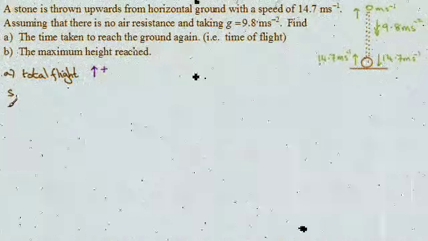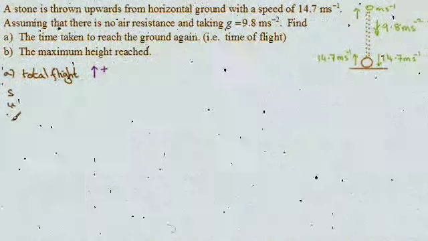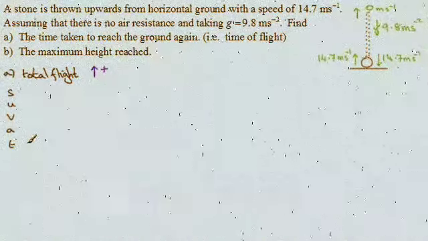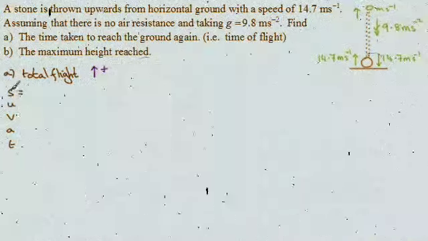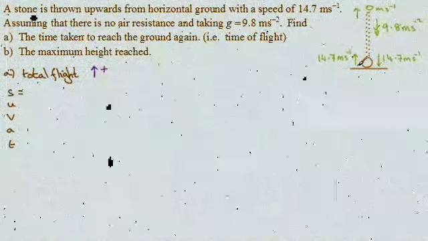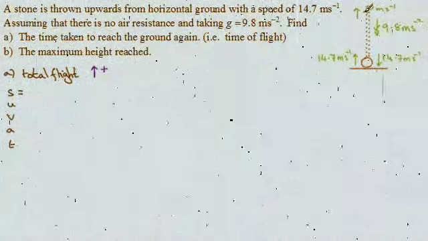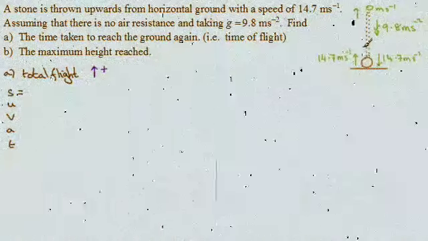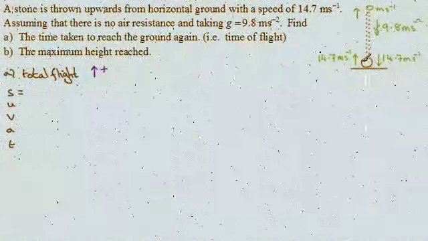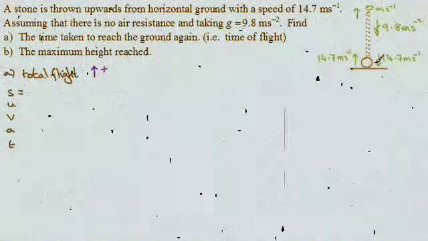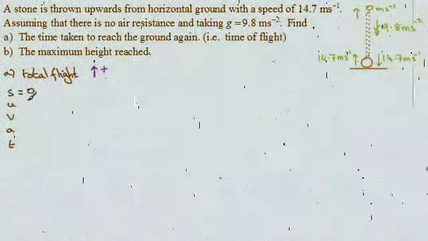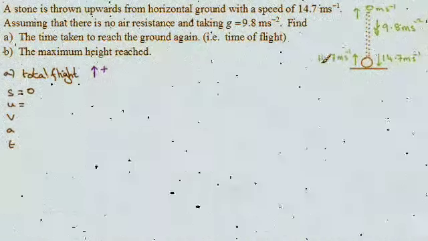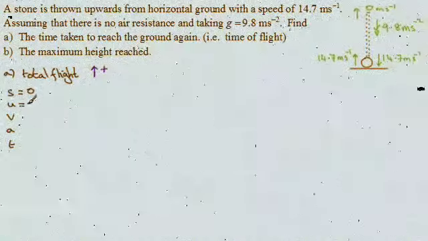So remember, s is displacement, u is initial velocity, v is final velocity, a is acceleration, and t is time. Now for the displacement s, when the particle starts here, it gains a displacement, a positive displacement, and then it loses it. When it comes back to here, it might have travelled quite a bit of distance, but its displacement is 0. It's back where it started. As for u, the initial velocity, that's going to be positive 14.7 because it's in the upward sense.